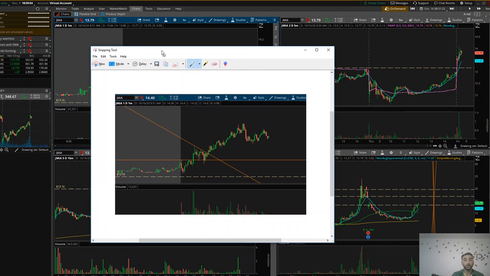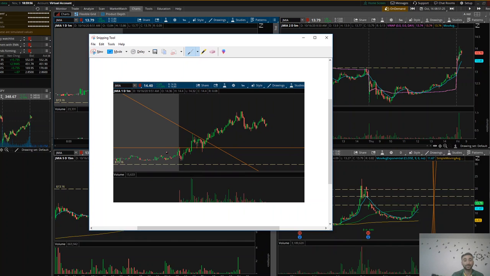So I'm going to be using this example for this video, which is JMIA. You see here that it made a nice bull flag, and then it broke out. So ideally, the best situation would be to buy here, ride this, and sell it on the top.